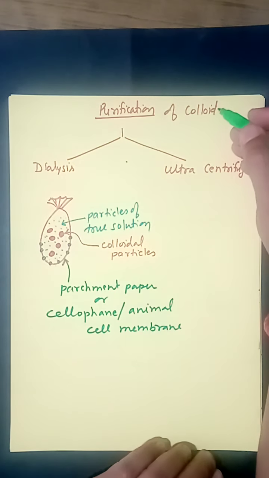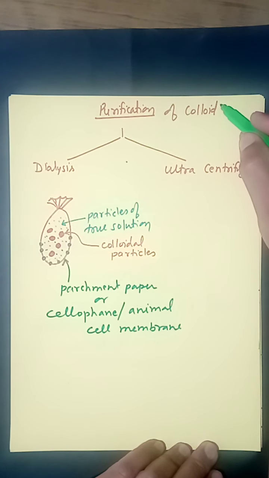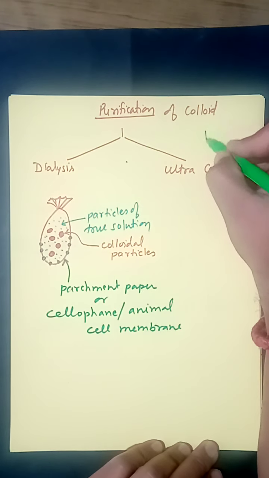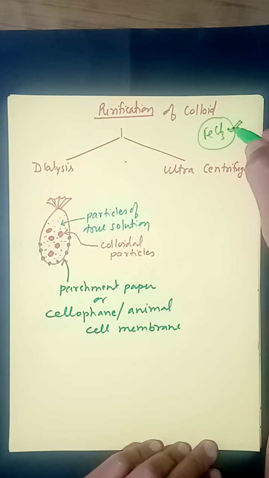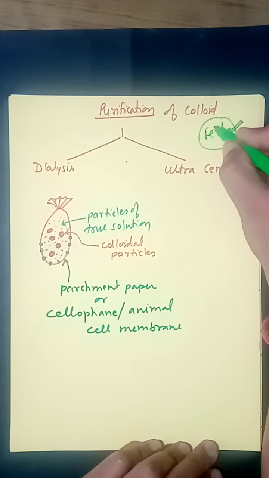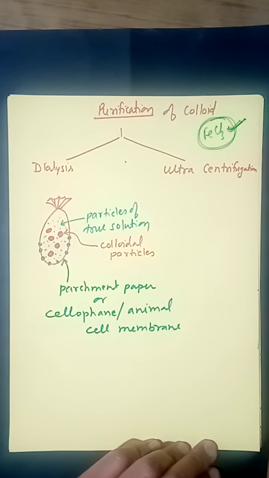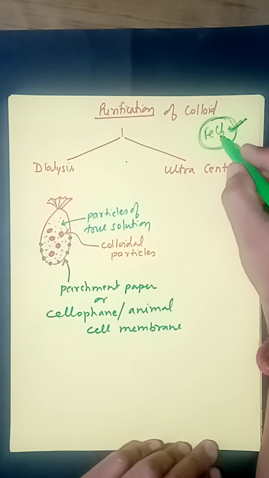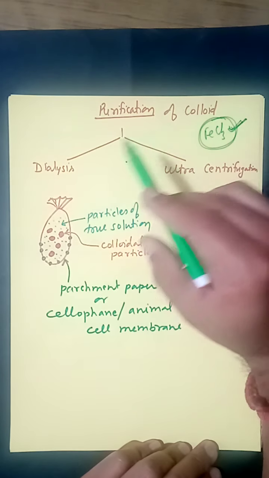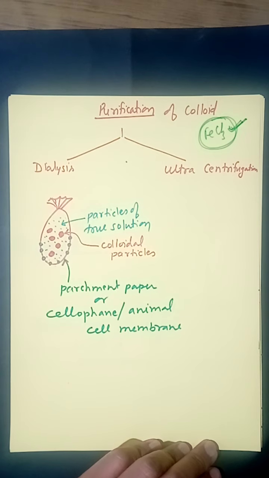Next is purification of colloid. Purification of colloid means removal of excess electrolyte. Remember, in the previous preparation we added FeCl3. Now excess FeCl3 may destabilize the colloid. I repeat, some amount of it is required for the colloid, but excess of it can destabilize the colloid. Removal of this excess electrolyte is known as purification of colloid. This can be done by two methods: one is dialysis and the other is ultracentrifugation.